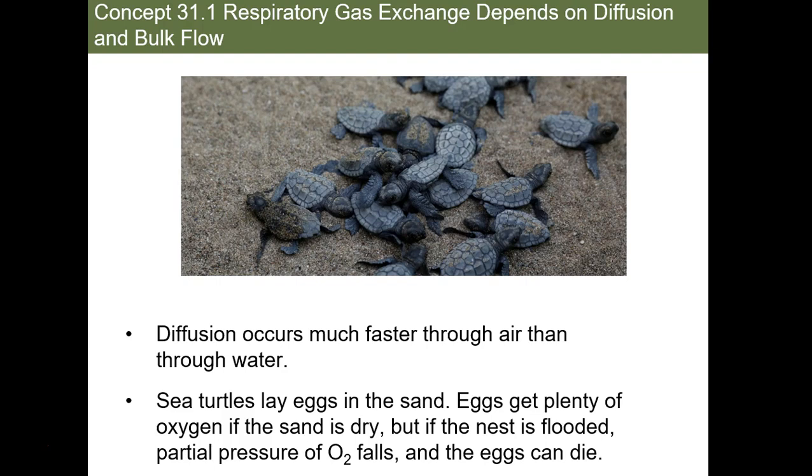Diffusion occurs much faster in air than it does in water. Sea turtles lay eggs in the sand. If the sand is dry, they get plenty of oxygen through diffusion. But if the sand becomes wet, partial pressure of oxygen falls, thus preventing oxygen from diffusing, and the eggs can die.